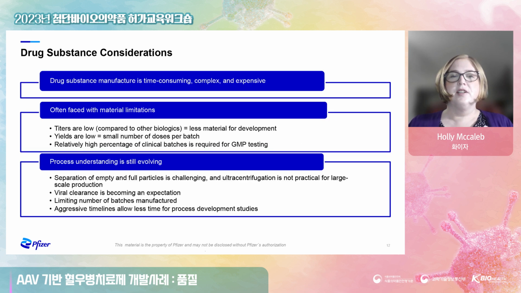Key considerations for drug substance manufacturing include, first, that drug substance manufacture is time-consuming, complex, and expensive. Second, teams are often faced with material limitations due to low titers, low yields, and a relatively high percentage of the batch going to GMP testing. Third, process understanding is still evolving.